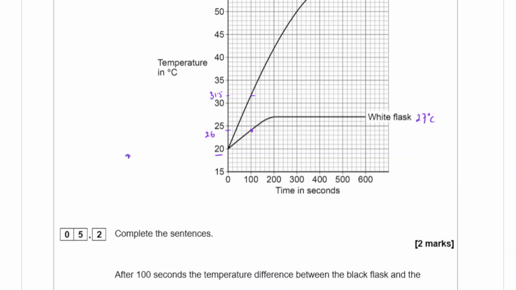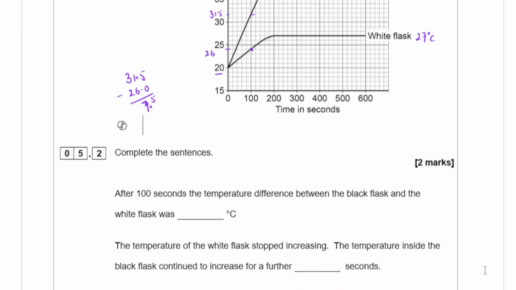So 31.5 minus 26, that's 7.5. So the difference is 7.5 degrees. The temperature of the white flask stopped increasing. The temperature inside the black flask continued to increase for a further how many seconds?